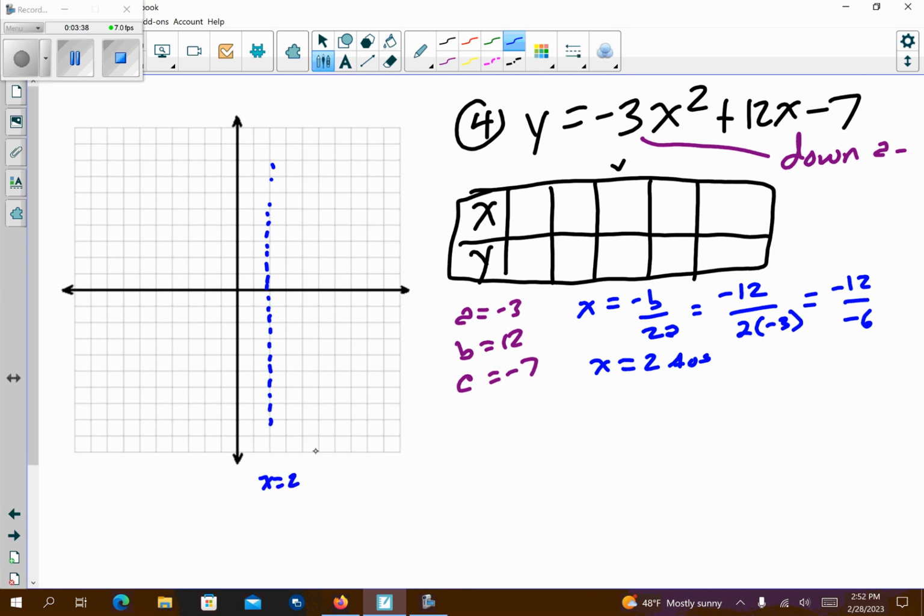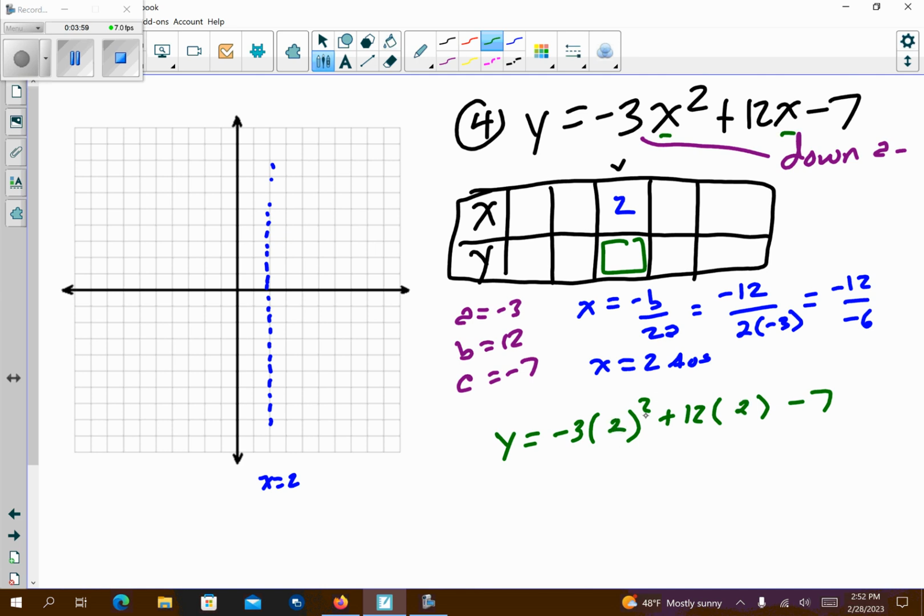Okay. It also tells me my x component of my vertex. In order to find the y component of my vertex, I'm going to plug that 2 into my original equation, where the parentheses are is where the x's used to live. I came from here and here. Now I'm going to plug 2 in.